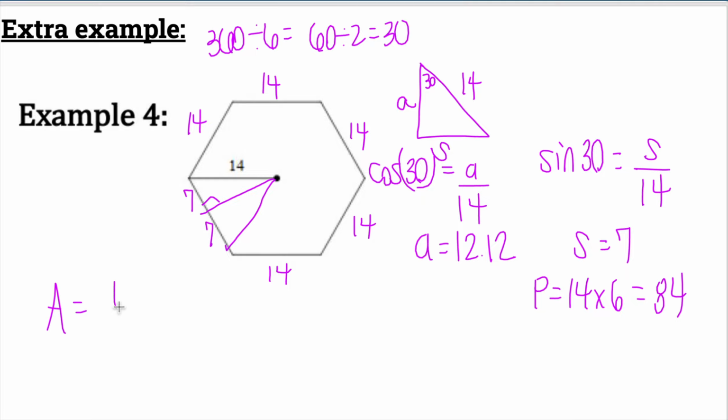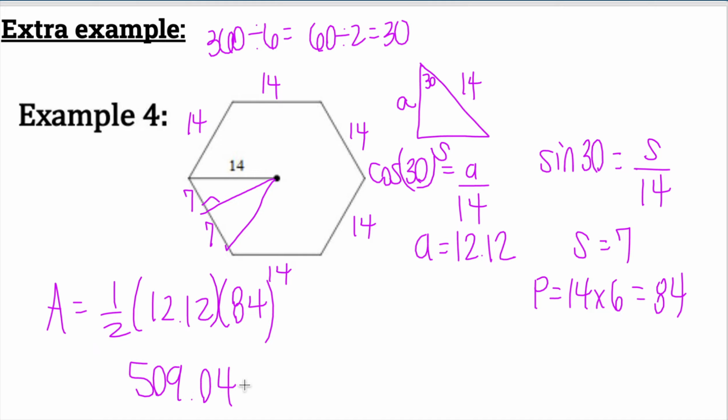And then plugging all this in, 1/2 of the apothem at 12.12 times 84 should give us about 509.04. And that'll be units squared. Okay.